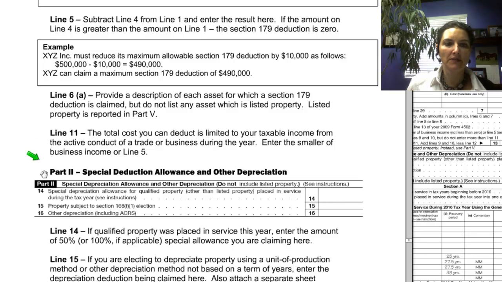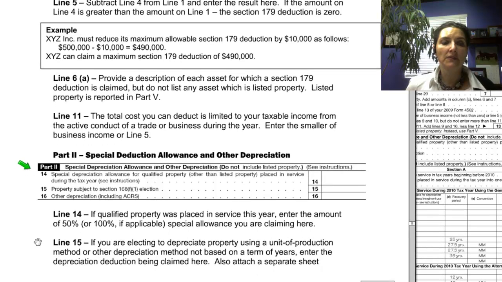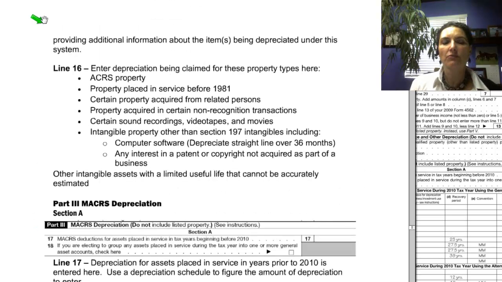Part 2 of Form 4562, this is where we enter special depreciation allowance and other depreciation. Line 14, if qualified property was placed in service this year, enter the amount of 50% or 100% bonus depreciation, if it is allowed, that you are claiming. On line 15, if you are electing to depreciate property using a unit of production method or other depreciation method not based on a term of years, enter the depreciation deduction being claimed here. Also attach a separate sheet providing additional information about the items being depreciated under this system.